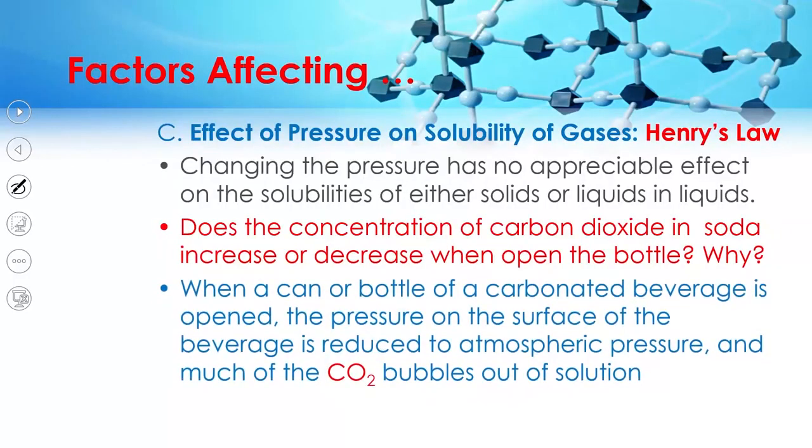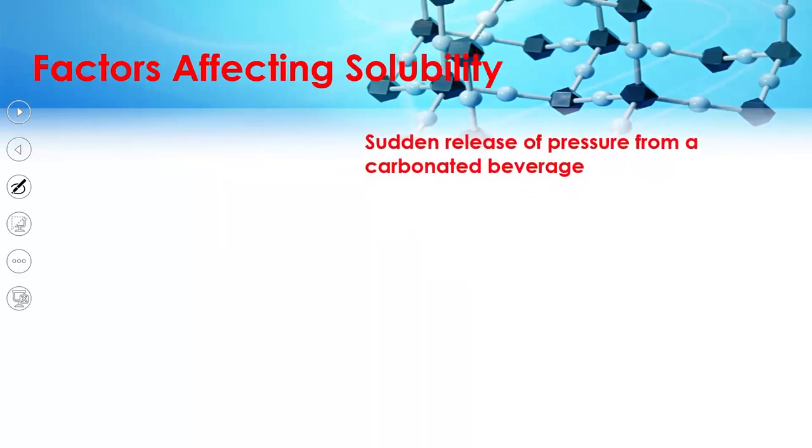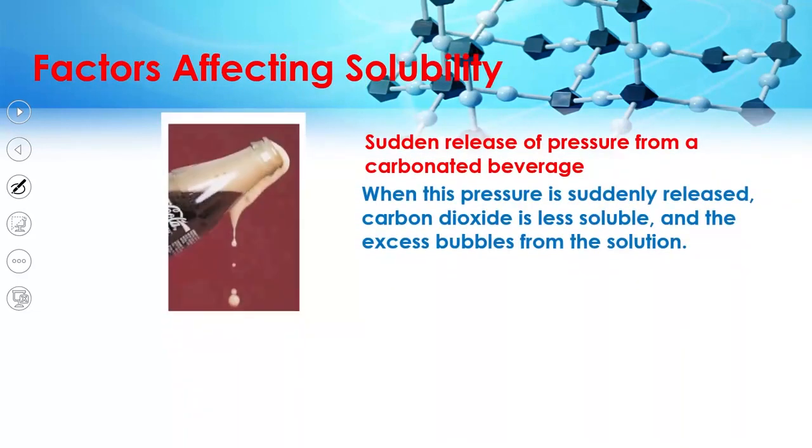When a can or a bottle of carbonated beverage is opened, the pressure on the surface of the beverage is reduced. Opening means reducing the pressure. As pressure is reduced, the solubility of gas also decreases. So with reduced atmospheric pressure on the surface of the beverage, much of the carbon dioxide bubbles out of the solution. So the concentration, or the solubility, of carbon dioxide decreases. Look at this example. When the can or the Coca-Cola is opened, you have seen the foam.